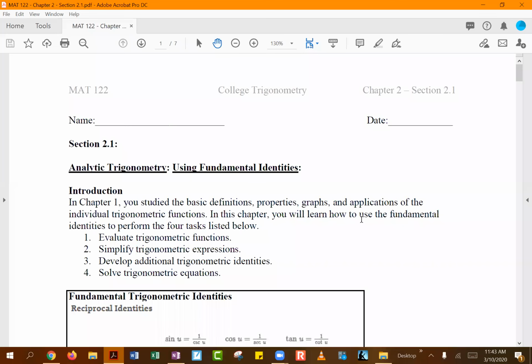So as you can see from your handout, we're actually kind of going back to those fundamental identities for these trig functions. And we're going to try and work with those to evaluate our trigonometric functions, so that will look familiar to what we did before. Simplify those expressions. We're talking about developing additional trigonometric functions and then, of course, solving equations.